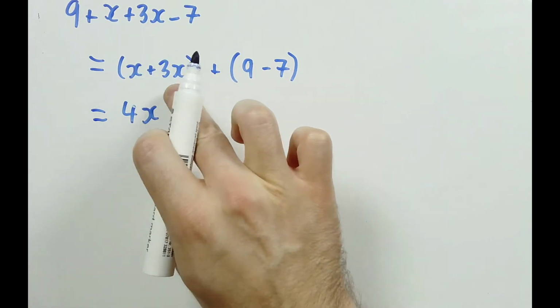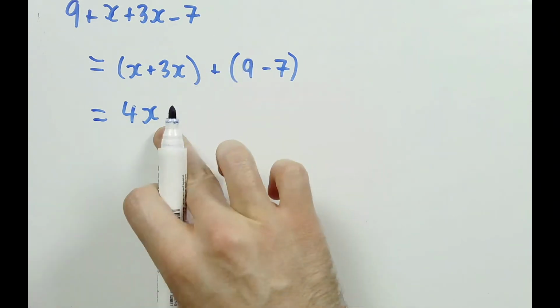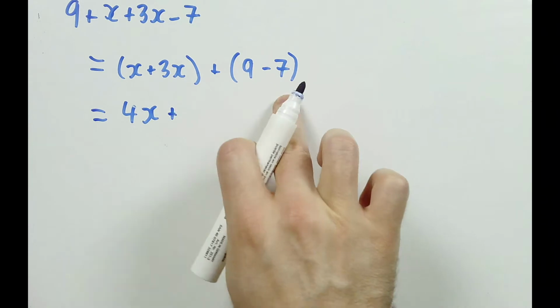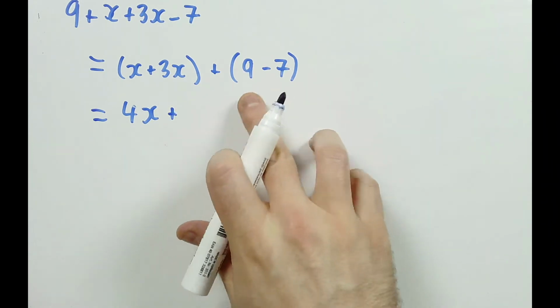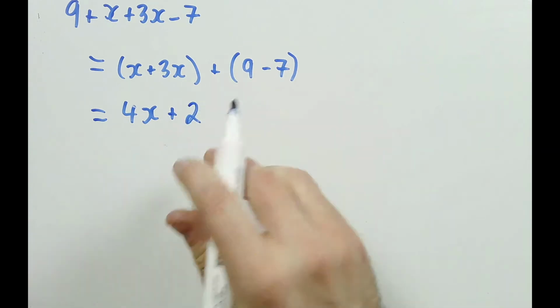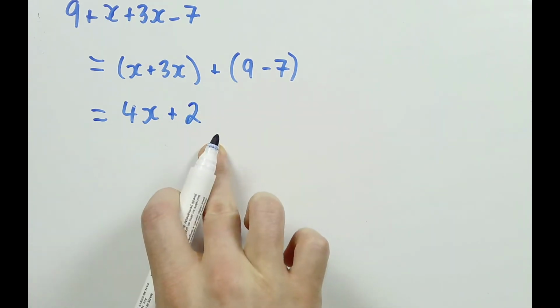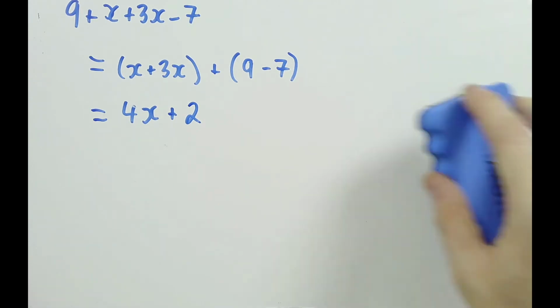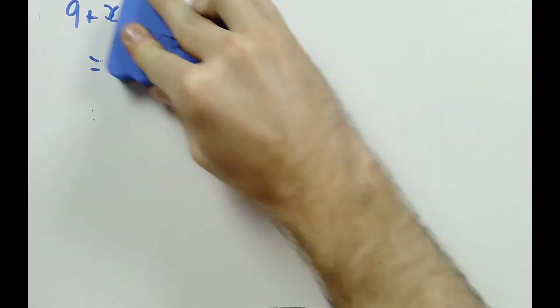Something plus 3 of something of that same something is going to give us 4 of something. And the leftover components, just the numbers by themselves, 9 minus 7 is just 2. So that's the answer of this simplification, 4x plus 2. So you can see it's fairly straightforward. You just need to apply the same process to the different terms.